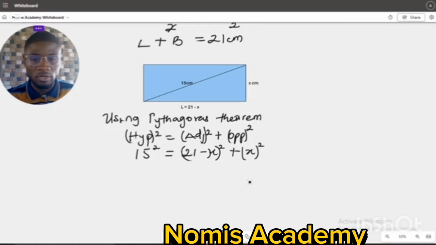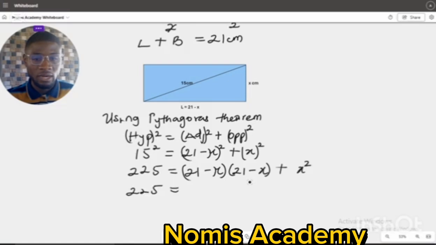225 is equal to 21 minus x, another 21 minus x, plus x squared. So we have 225 equal to, open this bracket, 21 multiplied by 21, that should be 441. 21 minus x, that is minus 21x. 21 minus x multiplied by 21, we have another minus 21x.